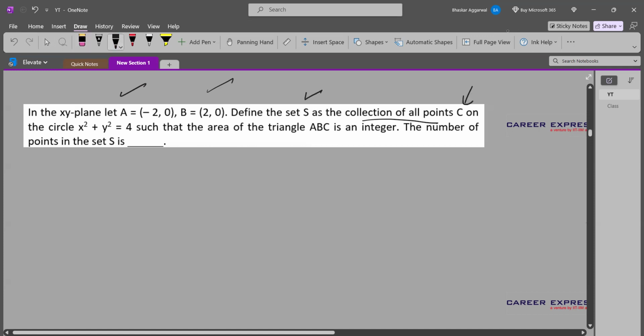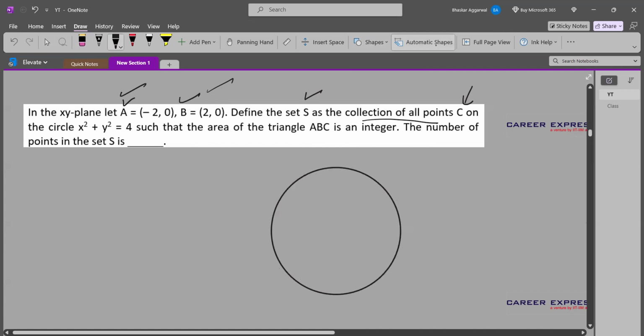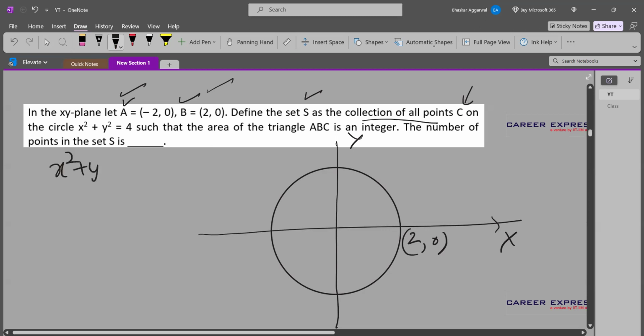Now C is a point which can be anywhere on the circle. A and B are two fixed points and the circle's equation is x square plus y square equal to 4. So let us look at this situation with the help of a diagram. So this is the circle and these are x and y axis. So this point will be 2, 0. The radius of the circle is 2. The equation of the circle is x square plus y square equal to 4, which is 2 square.